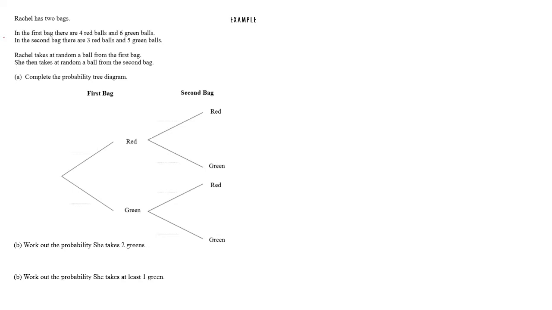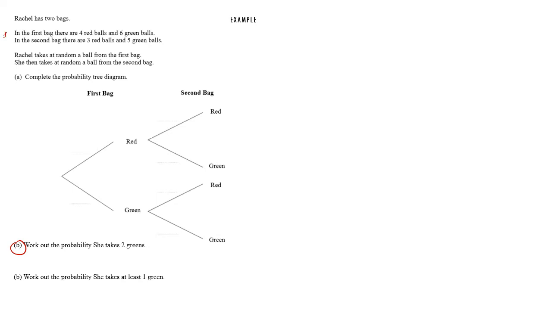Within each of these, they are also mutually exclusive. So in the first bag, it can either be red or green. It can't be both, and it can't be anything else. They're exhaustive events. Now we need to work out the probability she takes 2 greens for the first part here. So let's think about what we can add to the tree diagram to help us.